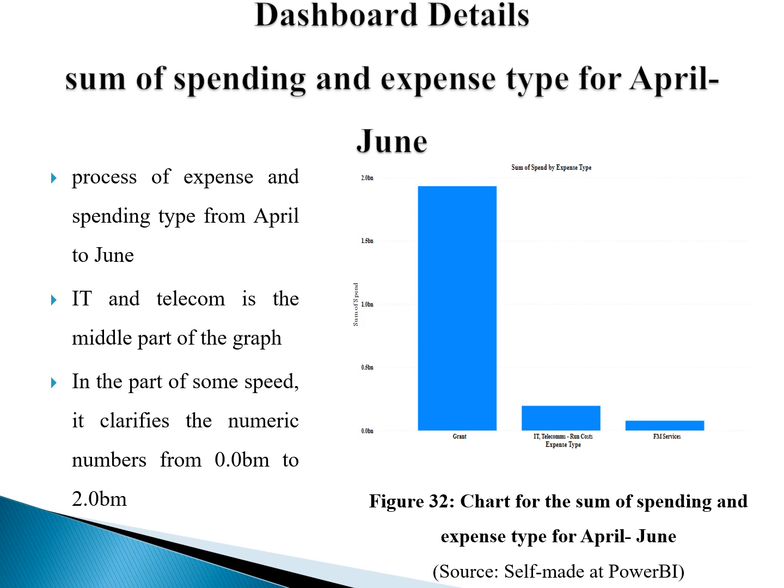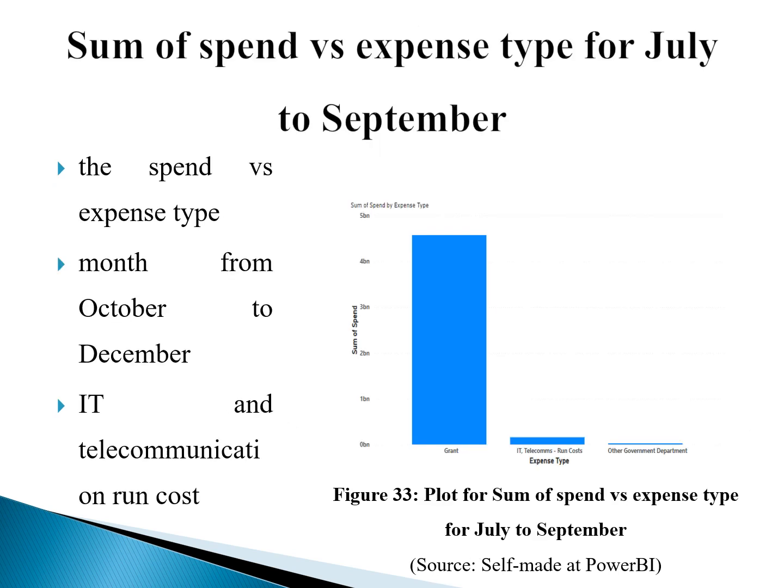And we are seeing the dashboard details of sum of spend and the expense type from April to June. For the dashboard, we have used Power BI. Here we can say that grant is the highest one, which is almost 2 billion. I can see that IT telecommunication is the middle part. Here is the sum of spend and expense type from July to September. Grant is the first one, and we can see IT and telecommunication run cost is also there, and the dashboard is made.